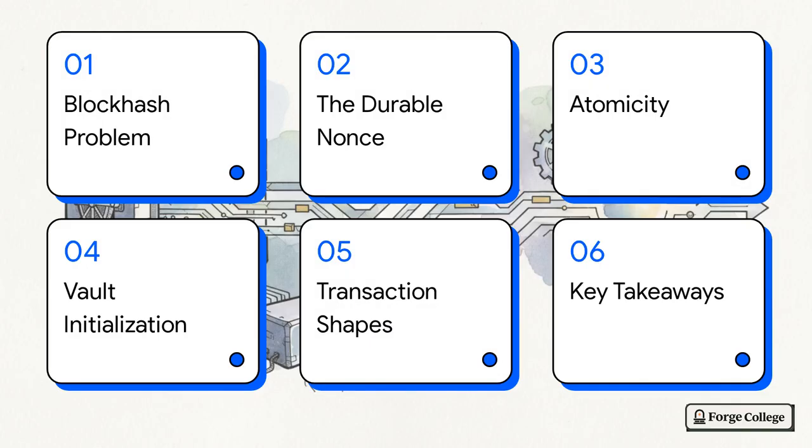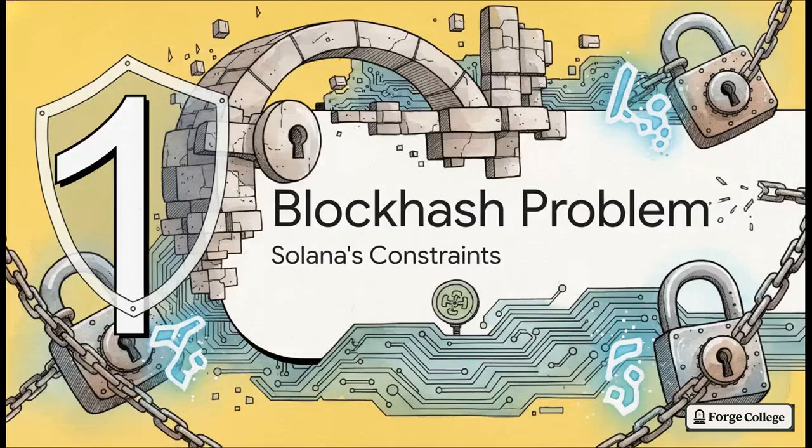We'll be covering: 1. The blockhash problem, 2. The durable nonce, 3. Atomicity and race conditions, 4. Vault initialization workflow, 5. Transaction shapes, and finally, 6. Key takeaways.